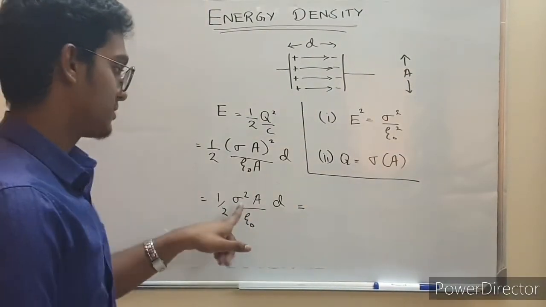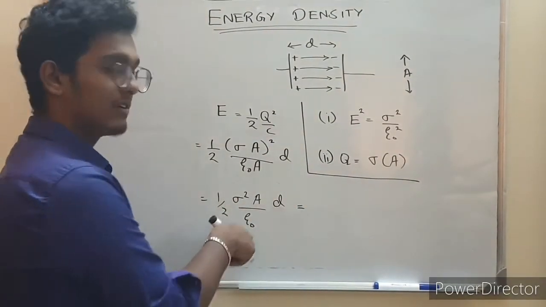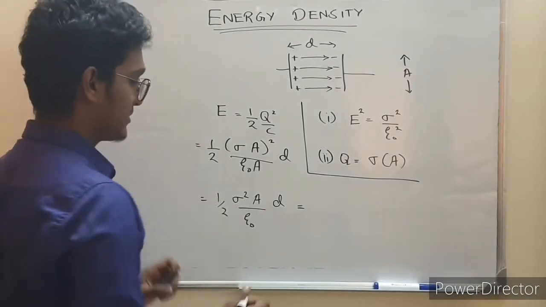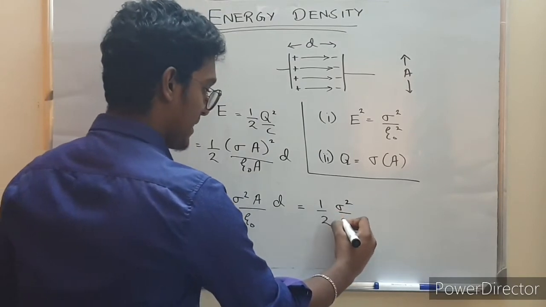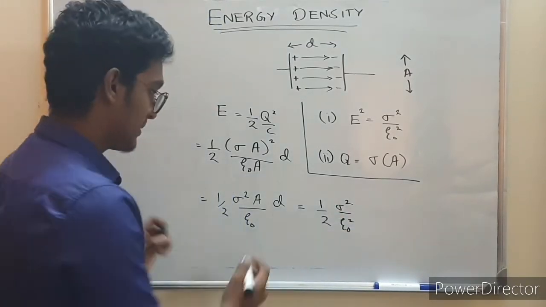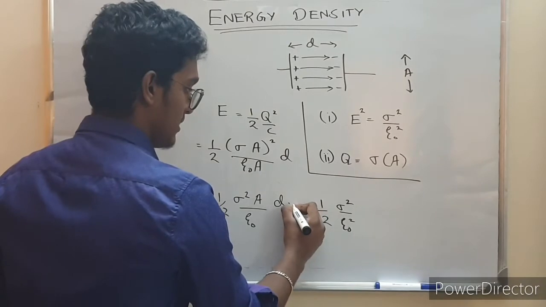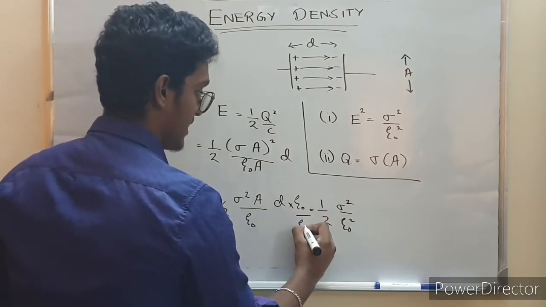Why I did that is because we have a sigma squared. We have one epsilon naught. So let's multiply and divide by another epsilon naught. So you have 1 by 2 sigma squared as it is divided by epsilon naught squared, because I'm going to multiply, I'll write it over here, into epsilon naught divided by epsilon naught.